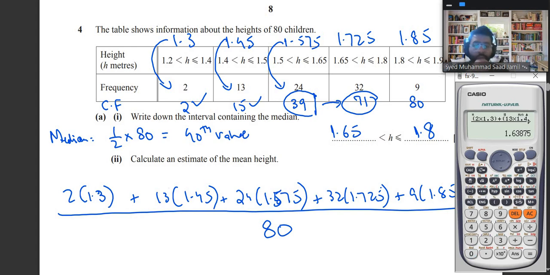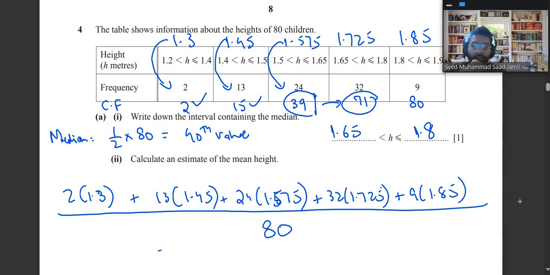So you get 1.63875. Let me check again, 1.63875. So this is your mean height.